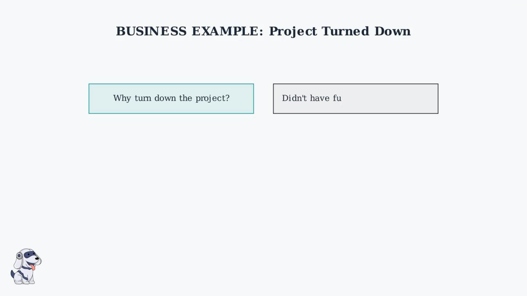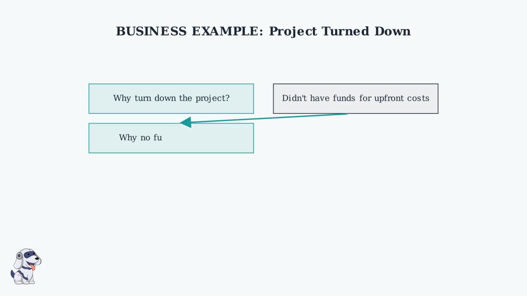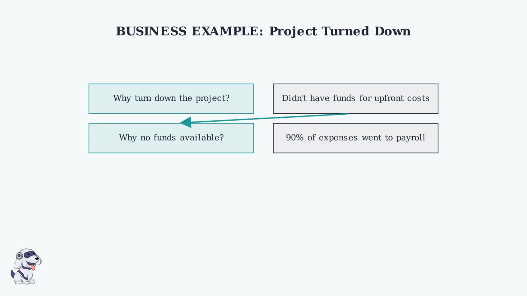Now let's look at a business example to see how the 5 whys applies beyond manufacturing. A small business owner turns down a profitable project. Why? They don't have funds for upfront costs. Why no funds? Because 90% of their expenses go to payroll, leaving little flexibility. Why such tight cash flow?